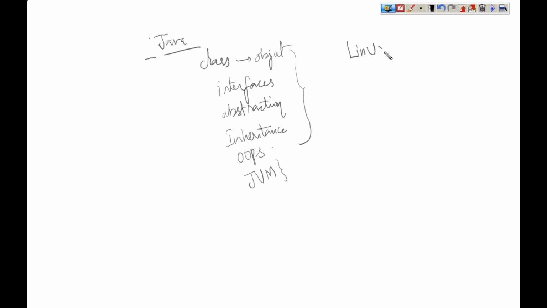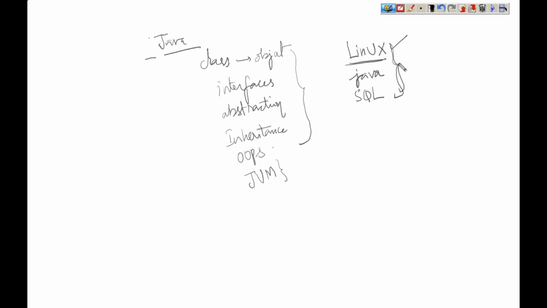We should have the knowledge of Linux. We should have the knowledge of programming in Java. To take up Spark, and if you want to go with only Hadoop, Linux is required, Java is required, and in addition you require some knowledge of SQL. SQL is required. That's it. These three.